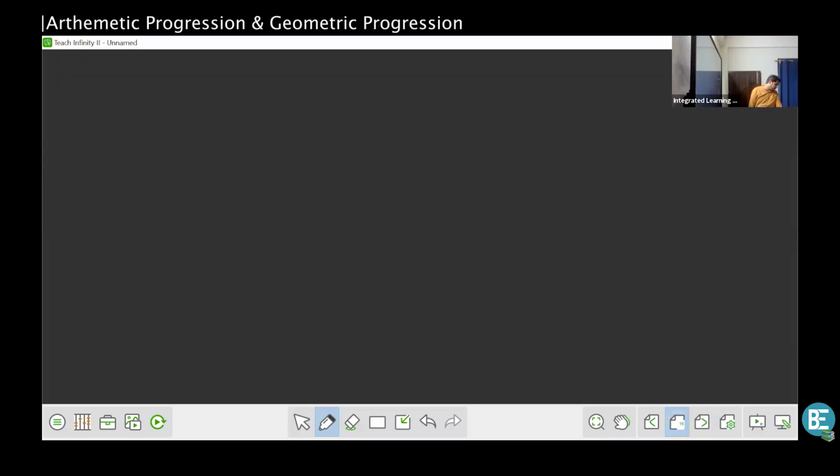Okay, so let's do the next one. Find the sum of first six terms of an AP. That means you are being asked S6 if third and fourth terms are 5 and 8. Very easy question. Third term is 5, fourth term is 8. Find the sum of first six terms. Very, very easy question.